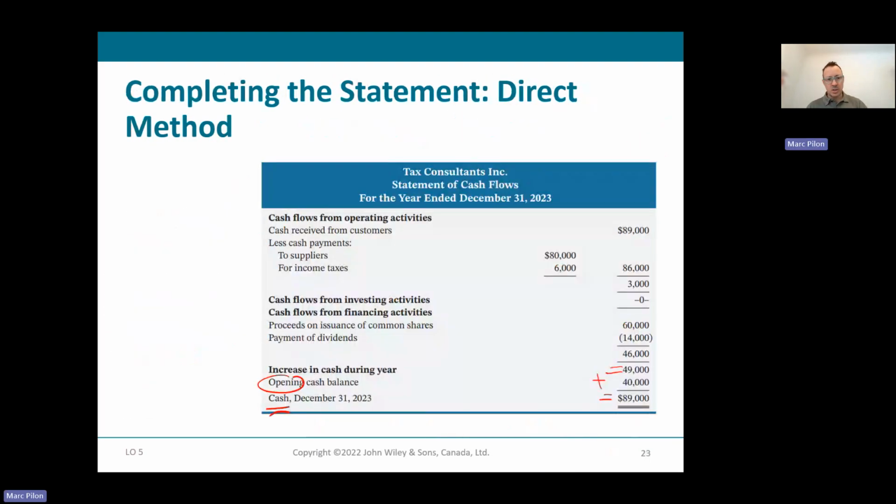In real life, all this would be done, say, in Excel or Caseware and automated. And the auditor would simply make sure that this balances with the actual cash balance in the balance sheet.